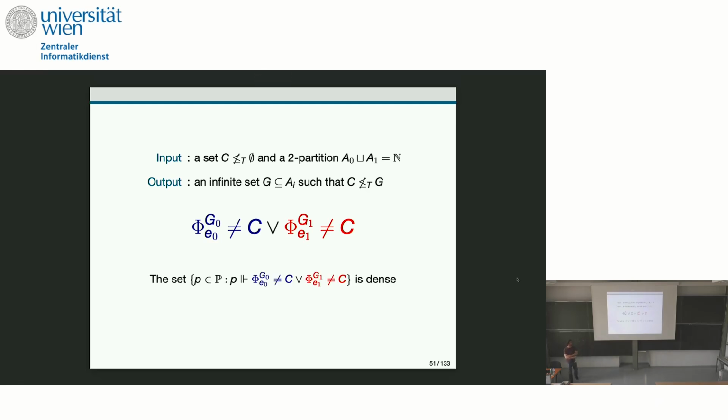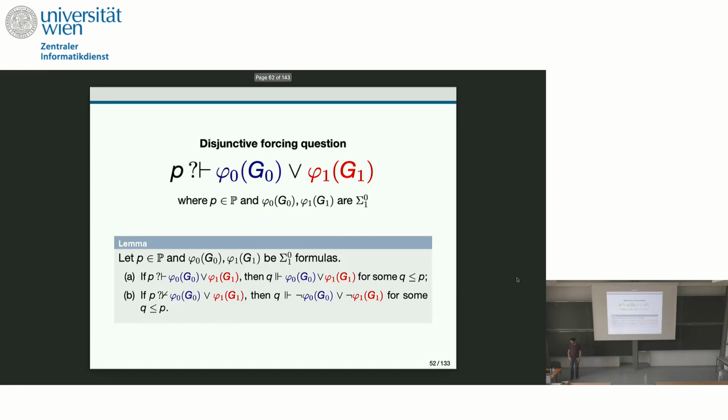So what we want to show is that the set of conditions which force this disjunctive requirement is dense. So it's a slightly different situation. And here again, it does not fit perfectly in the framework in the sense that this is a disjunctive forcing. So we are going to design a disjunctive forcing question. A disjunctive forcing question is of the form phi 0 of G0 or phi 1 of G1. And here is the specification.